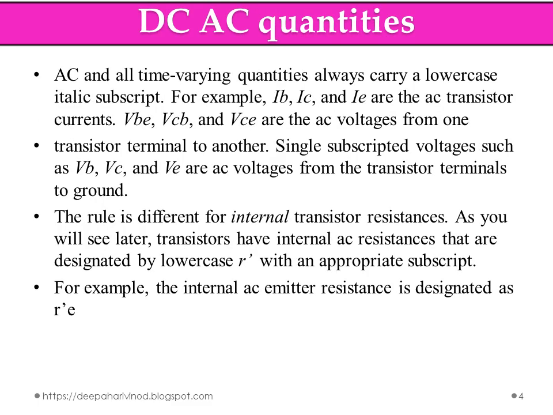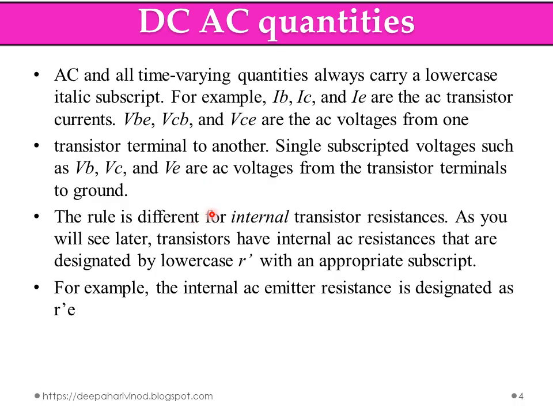AC and all time varying quantities always carry a lowercase italic subscript. For example, ib, ic and ie are the AC transistor currents. Here we can observe that the first one is capital and the other is lowercase, and in the same way for the currents, this is the uppercase and this is the lowercase. So vbe, vcb and vce are the AC voltages from one terminal to another. Single subscripted voltages such as vb, vc and ve are AC voltages from the transistor terminal to ground.